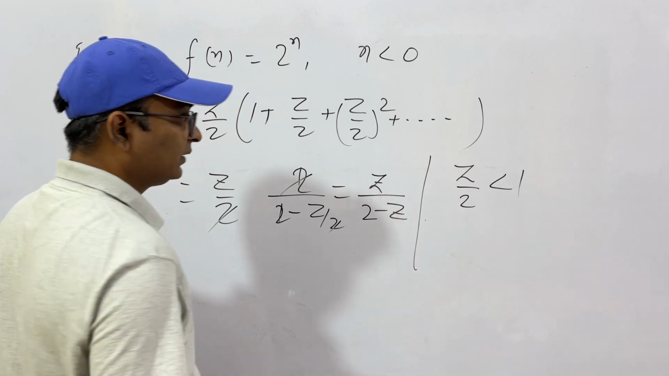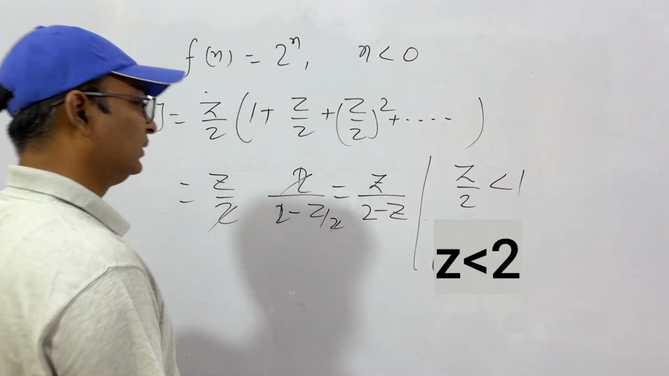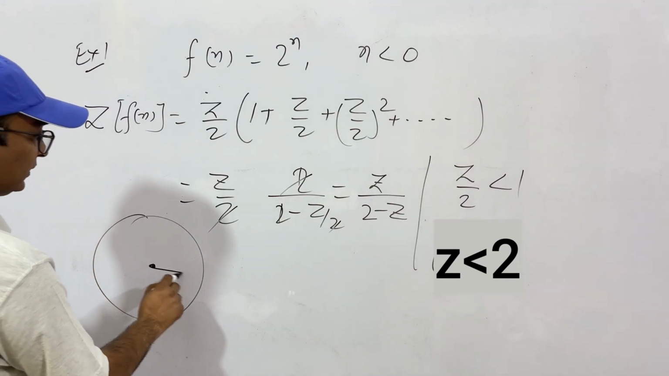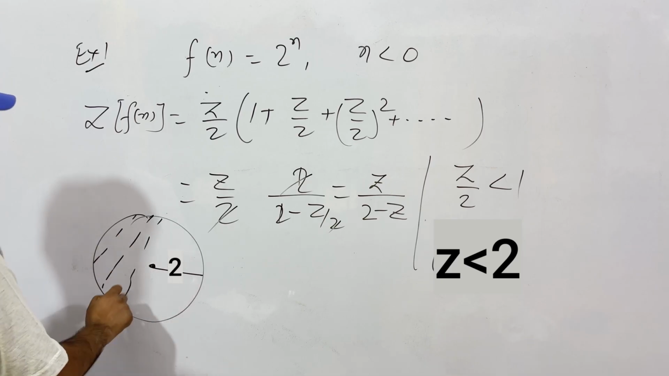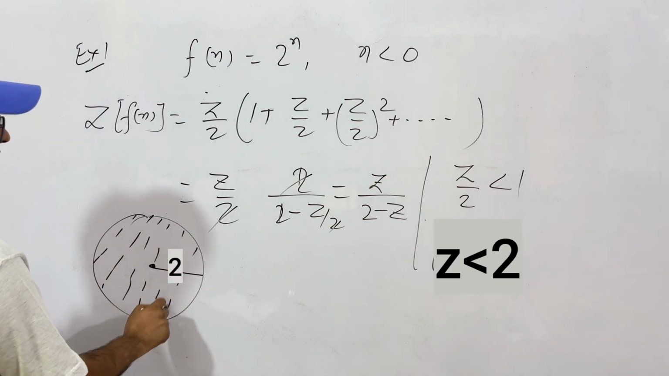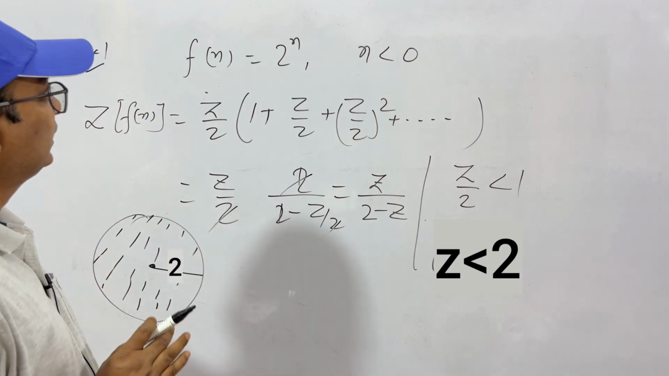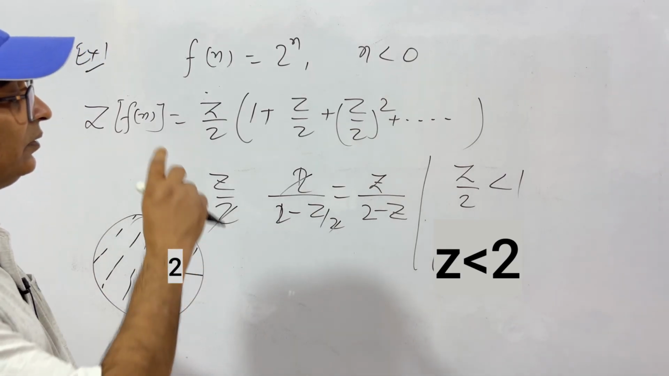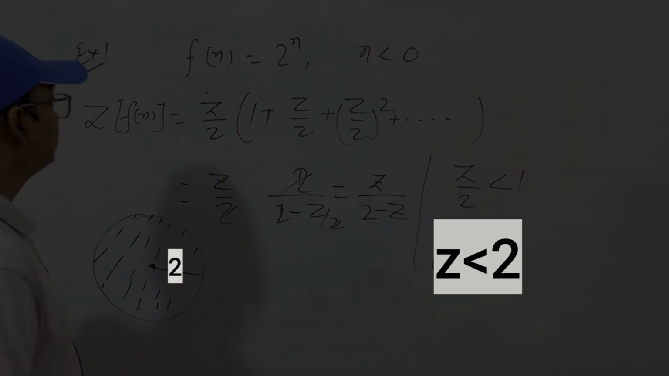And what is the region of convergence? Z less than 2. As we had discussed, if you draw a circle with radius 2, inside this the sequence converges. Okay, clear? Now let's see one for n greater than equal to 0, and then finally we'll see a sequence which will be from minus infinity to infinity. Let's see.